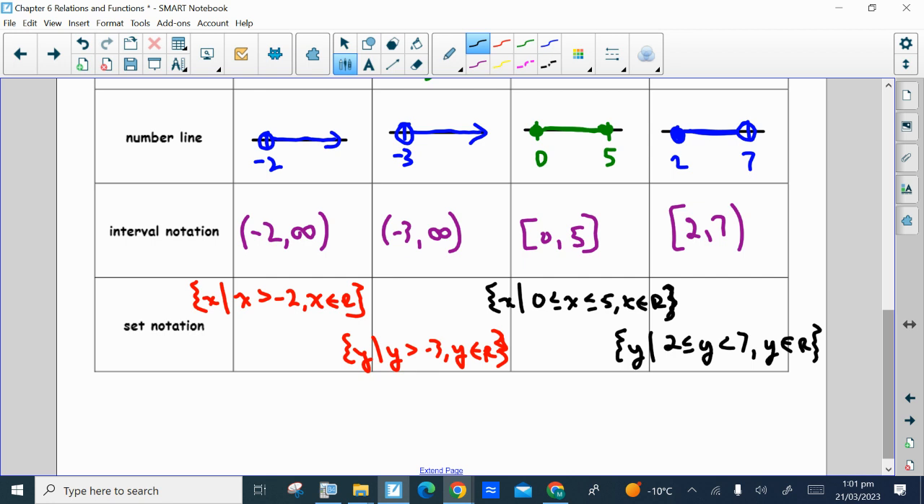So again, Friday, you're going to be testing all of this. Not only knowing what the domain and range is, but also being able to express it in these different ways: words, number lines, interval notation, and set notation.